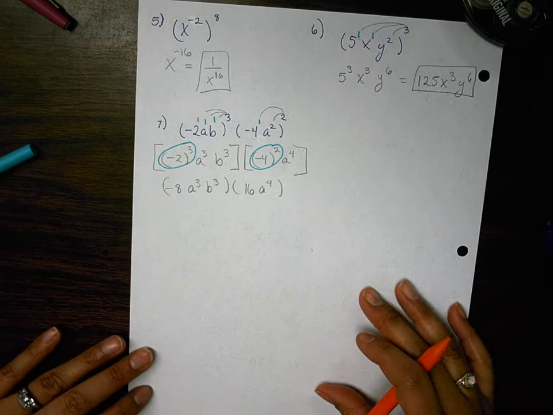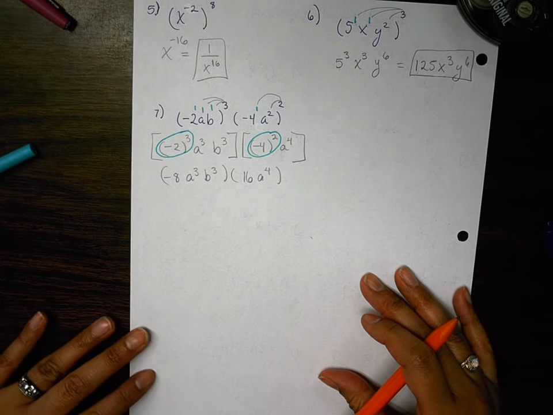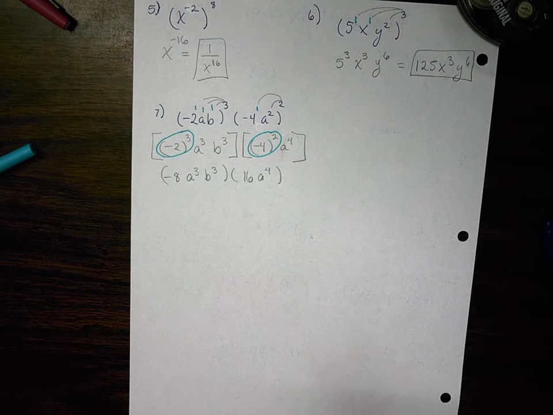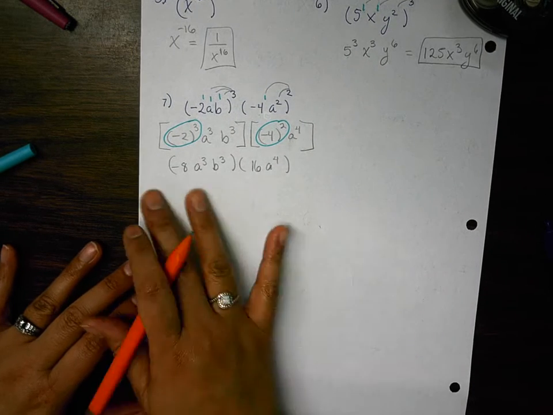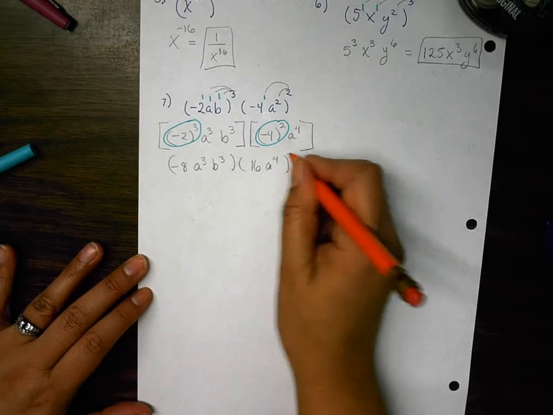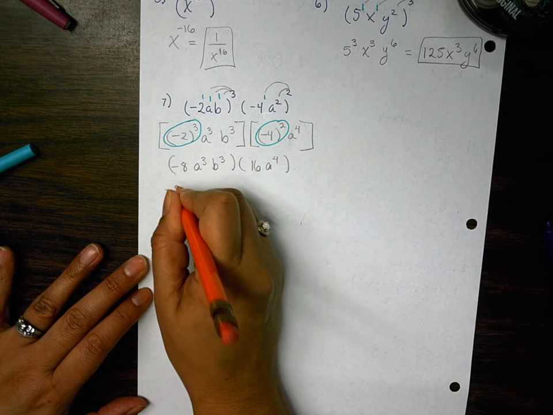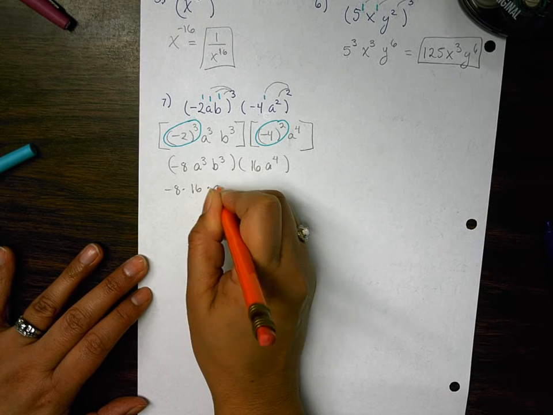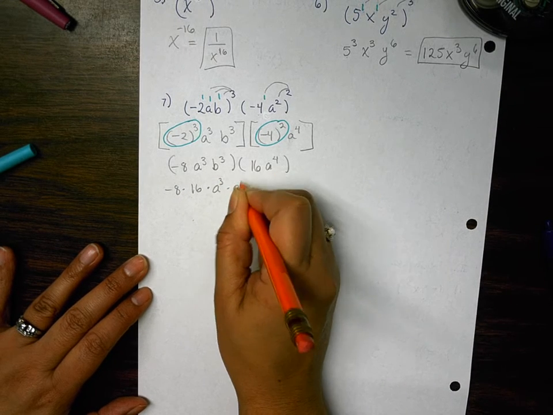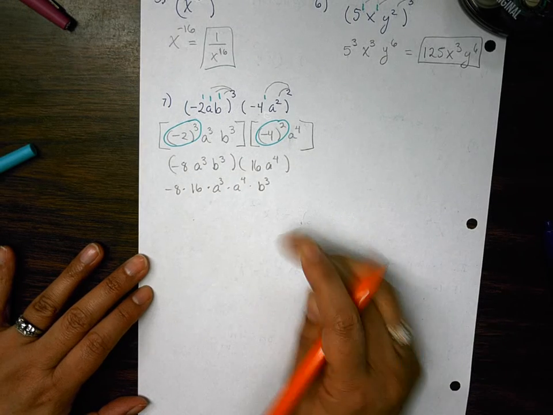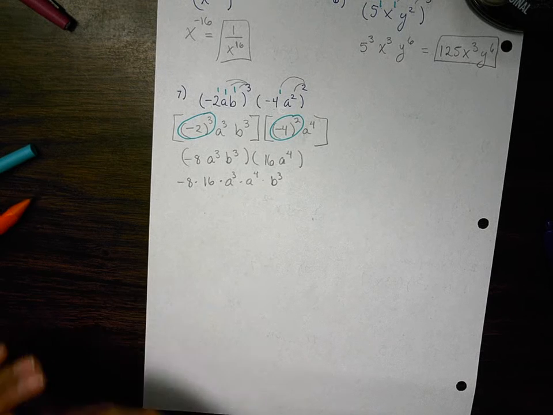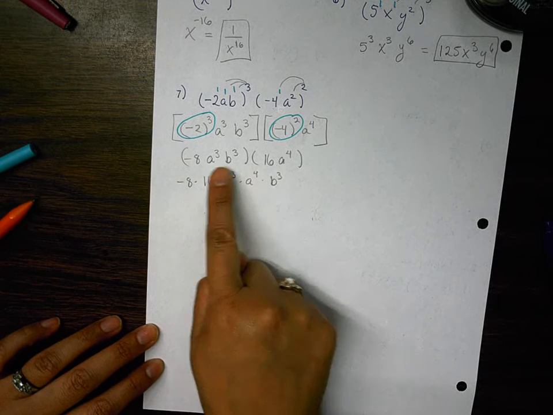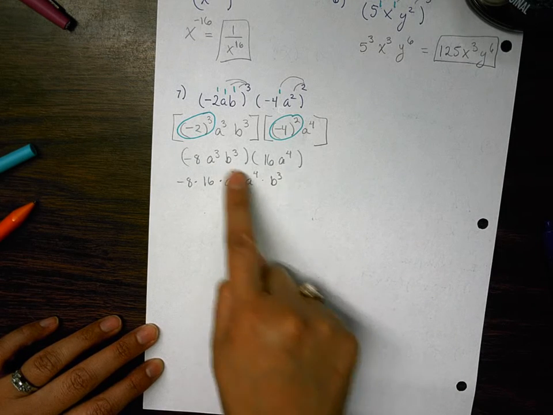Now, this next step you do not have to do. I'm only showing you this if you are still kind of struggling on when to multiply, when to add. Because there's no more powers on the outside, I can regroup. Negative 8 times 16 times a to the third times a to the fourth times b to the third. I just regrouped it so like bases are by each other. Negative 8 times 16, a to the third times a to the fourth, and then b cubed is by itself.